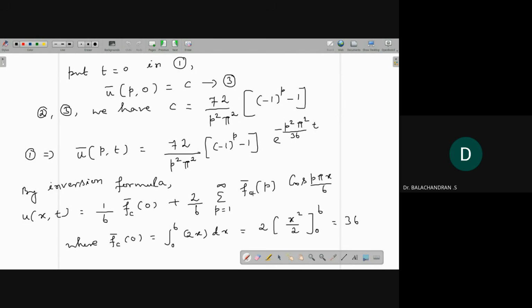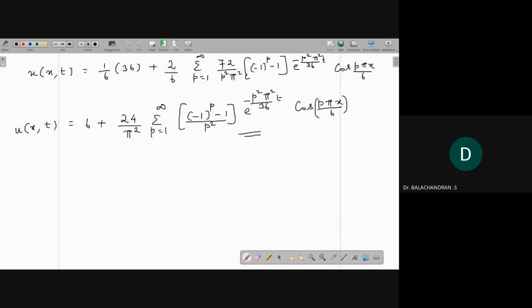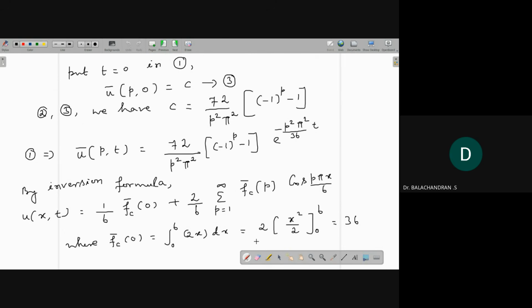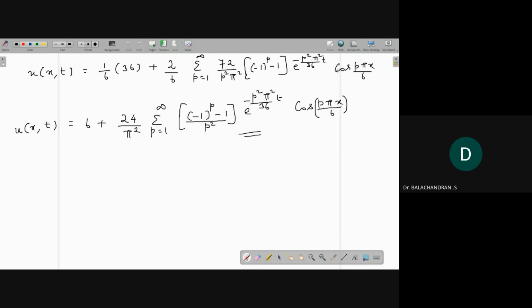What is fc bar of p? U bar of p comma t is nothing but fc bar of p. So you should write the whole expression, 72 by p square pi square into minus 1 whole power p minus 1 into e power minus p square pi square t by 36. After writing this expression fully, you should write cos p pi x by 6.